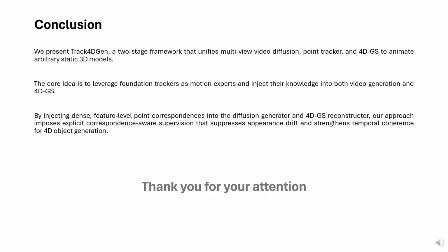We present Track 4DGen, a two-stage framework that unifies multi-view video diffusion, point tracker, and 4DGS to animate arbitrary static 3D models. The core idea is to leverage foundation trackers as motion experts and inject their knowledge into both video generation and 4DGS. By injecting dense, feature-level point correspondences into the diffusion generator and 4DGS reconstructor, our approach imposes explicit correspondence-aware supervision that suppresses appearance drift and strengthens temporal coherence for 4D object generation.